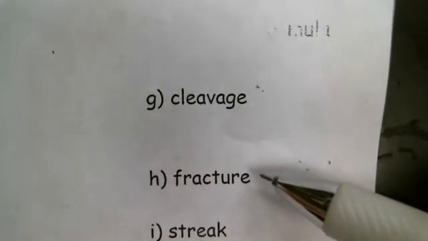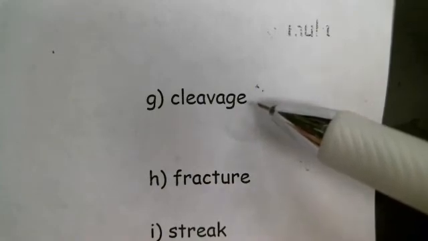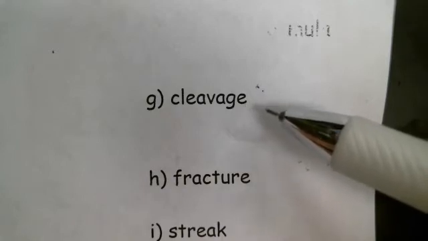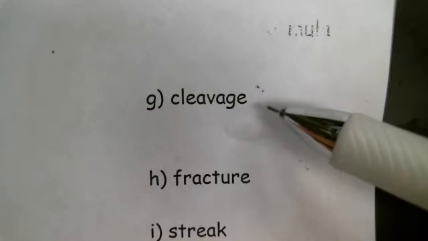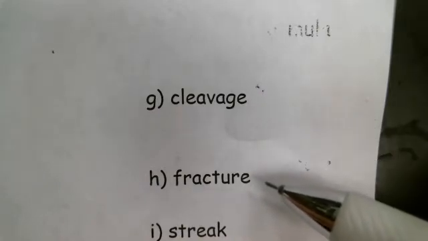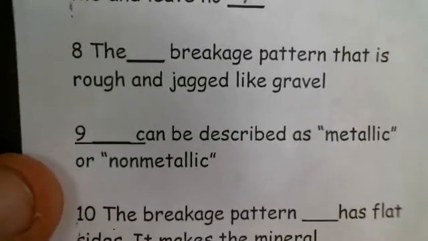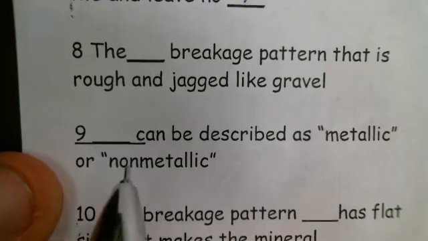And the cleavage, that's the one that gets nice flat sides. And you end up with something that looks like a crystal. You might think of it as something that could be mounted on jewelry. Whereas fracture, that's all rough and jagged. It looks like gravel on the side of the road. There really is no flat areas at all. It's all rough. So for number 8 here, it's the fracture pattern.